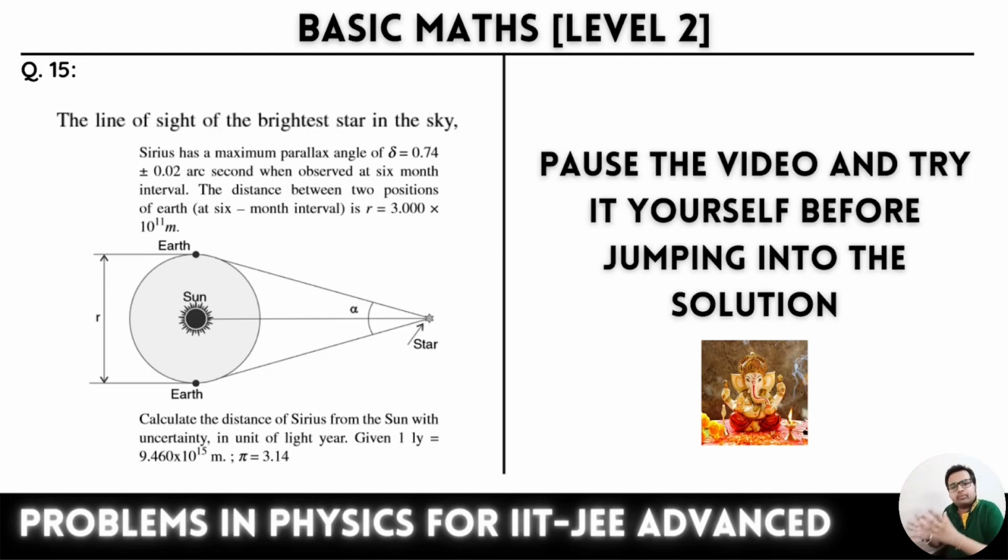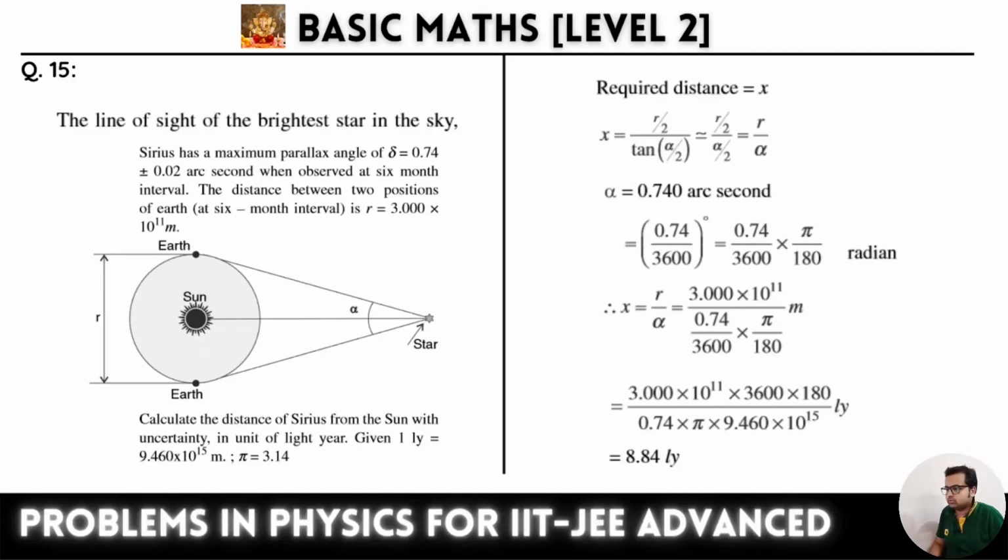Now using these parameters, you have to calculate the distance of the star from the Sun. Now the problem is straightforward. So please pause the video and try it yourself before jumping into the solution. Okay. So now I hope you cracked the problem. So let's look into the solution.